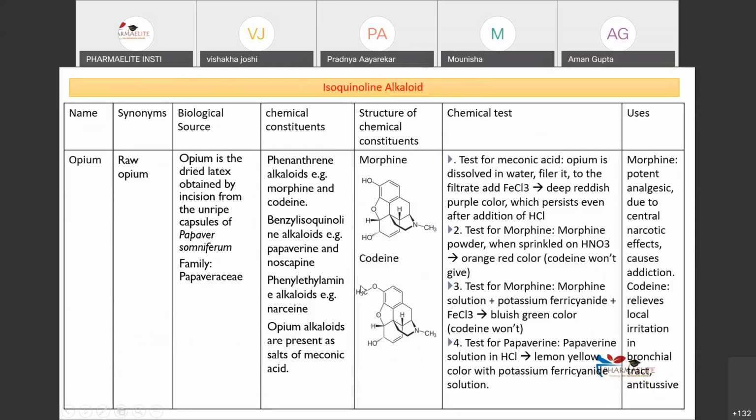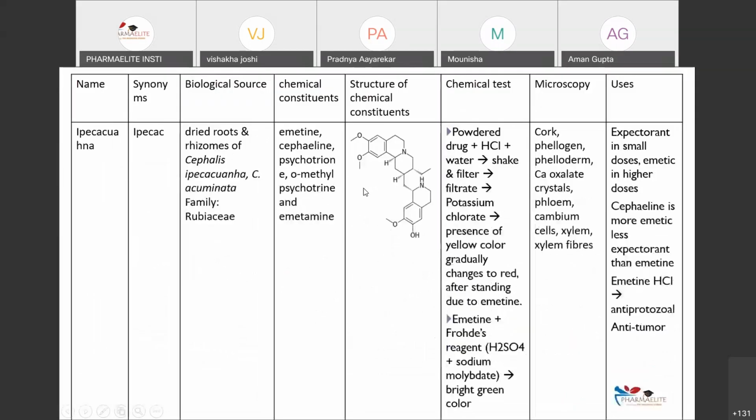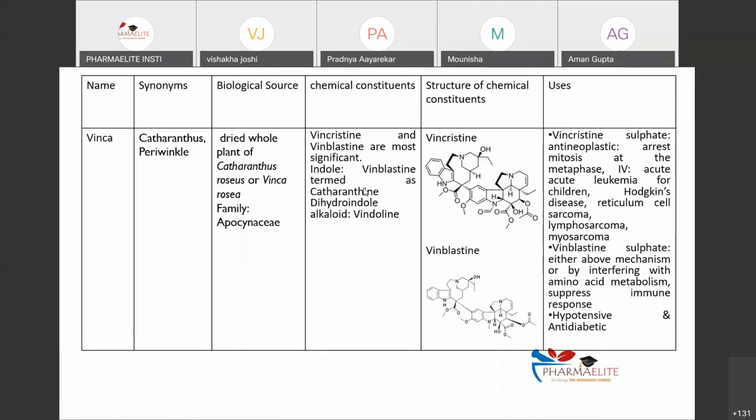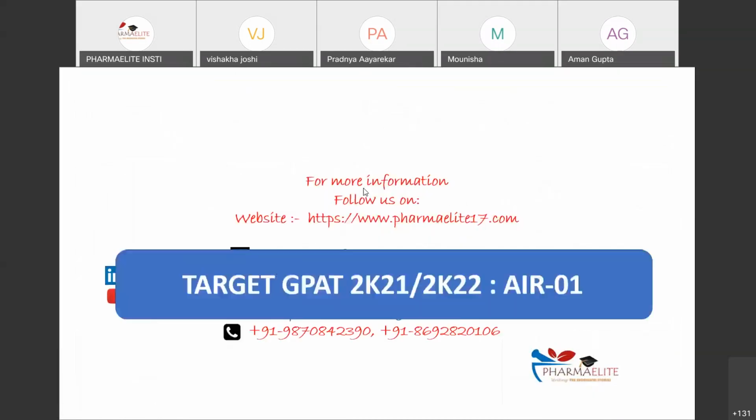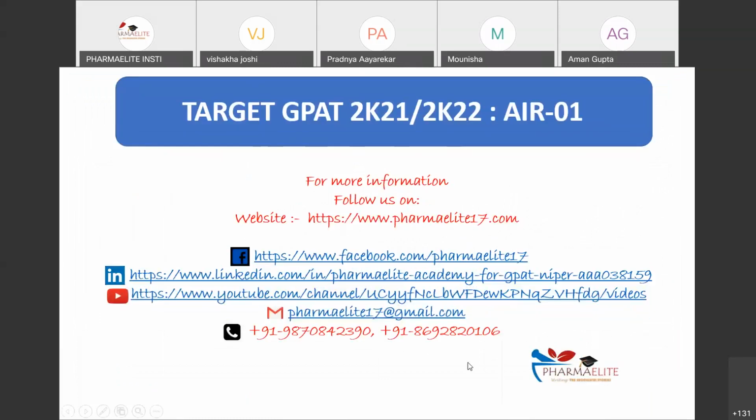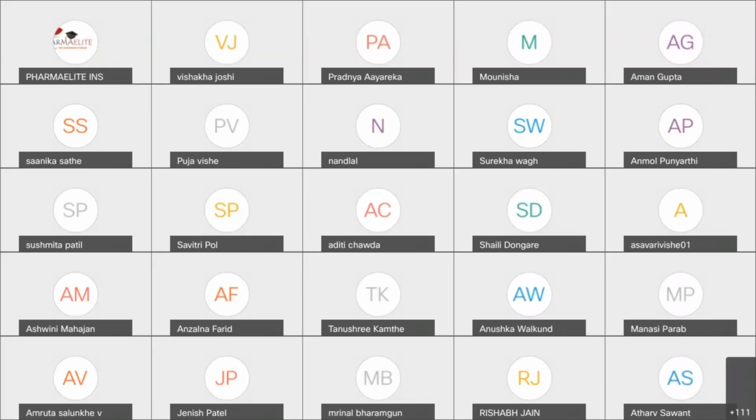Like codeine is a methyl derivative of your morphine. I hope you might be already aware about this. This is how we take up everything together at our end. Anything else? Any other queries in your mind? Any other questions you want to ask?